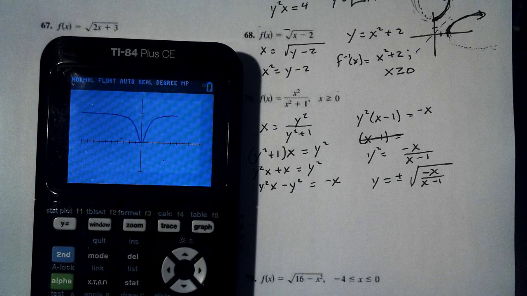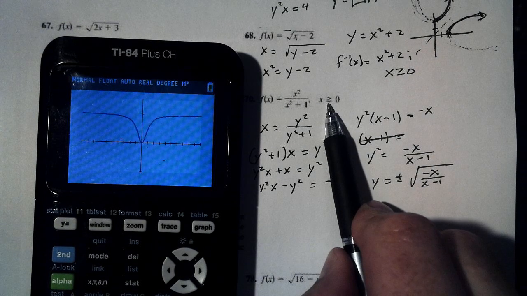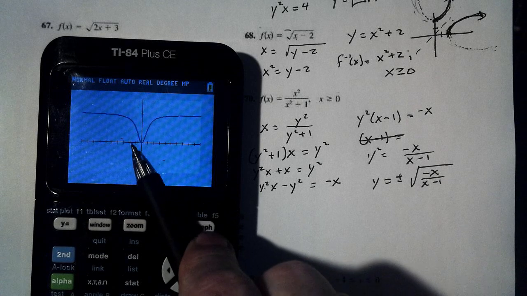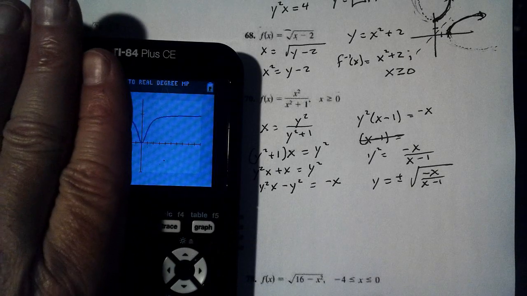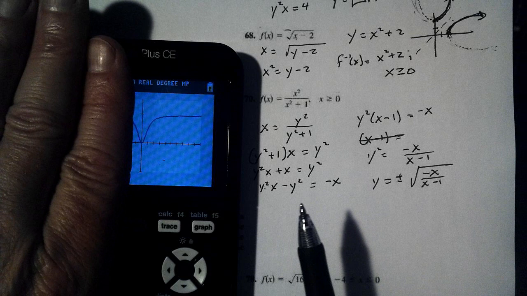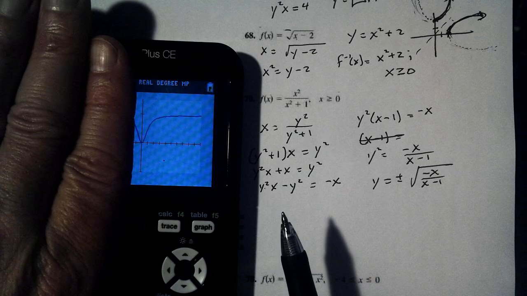And that graph is definitely not 1-to-1. However, I would suggest it might be 1-to-1 if we only looked to the right of 0. It appears like it's 1-to-1 to the right of 0.